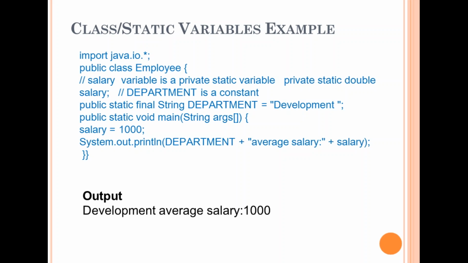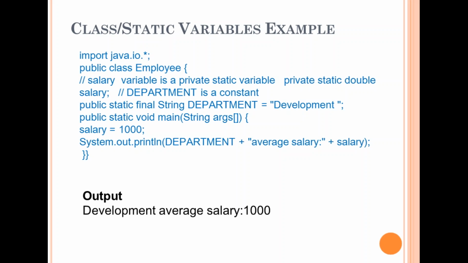But most static variables are declared public since they must be available for users of the class. Default values are the same as instance variables. For numbers, the default value is 0. For booleans, it is false, and for object references, it is null. Values can be assigned during the declaration or within the constructor.